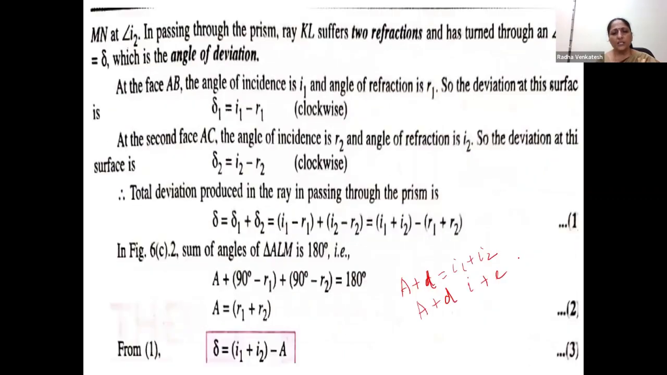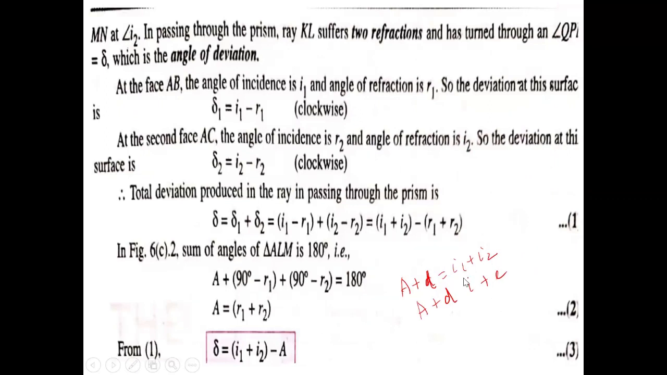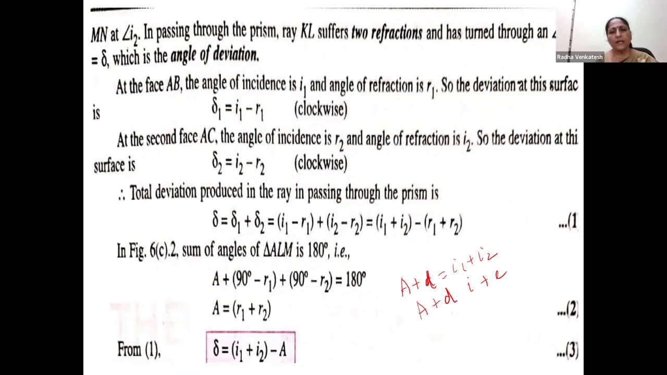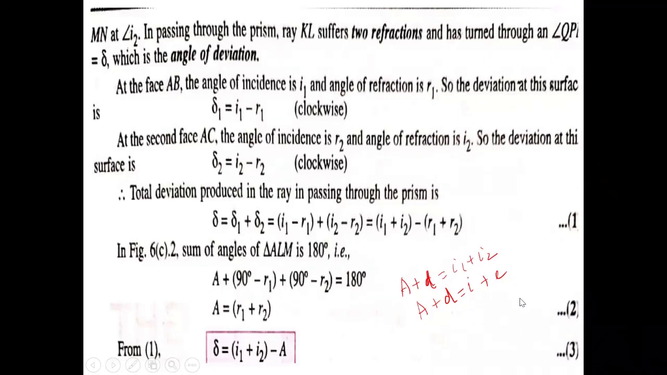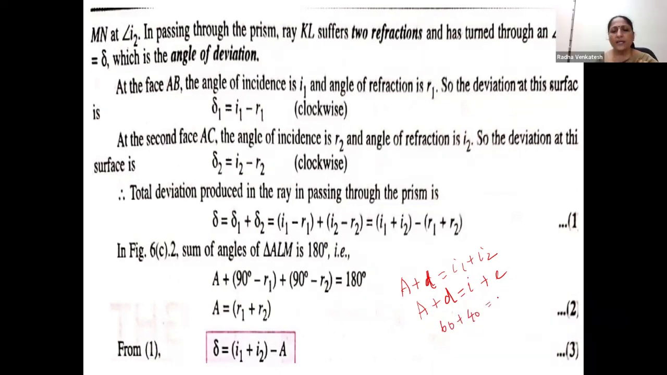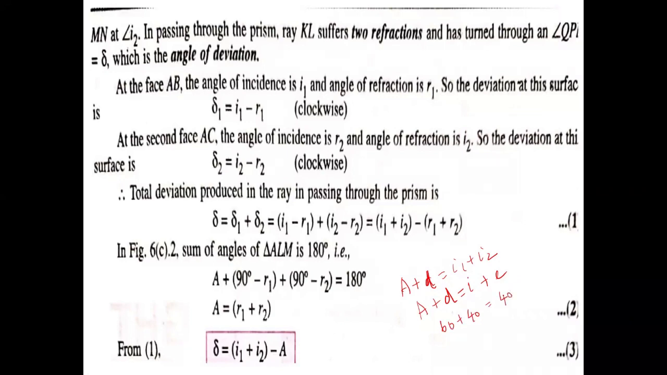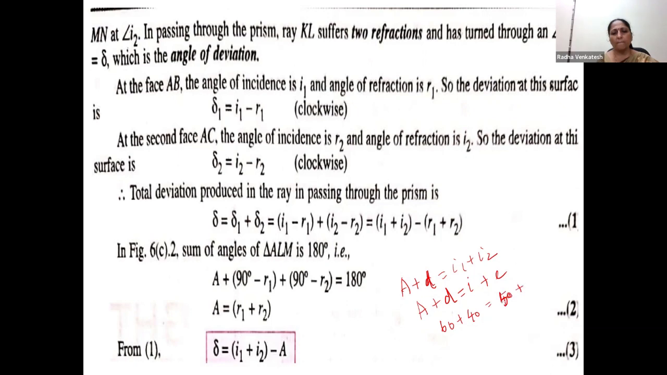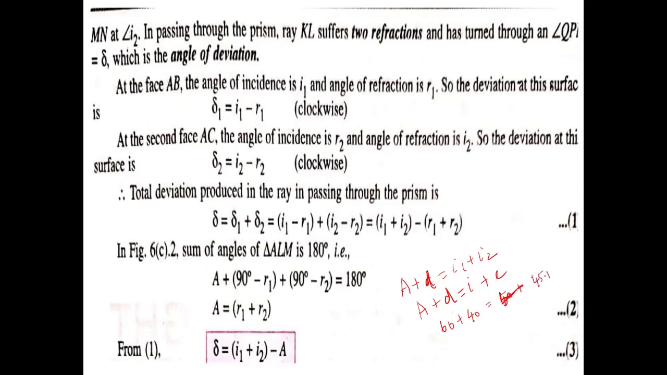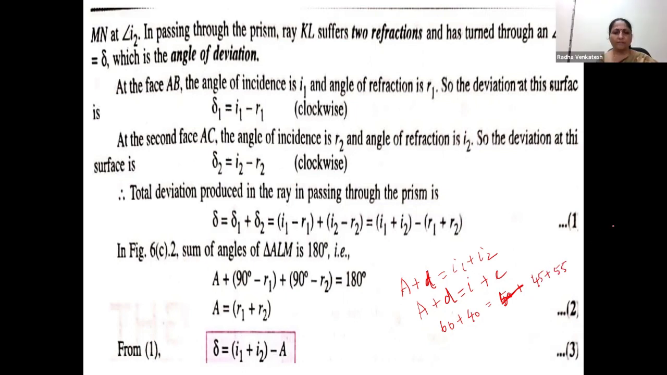Now I plus E should be a constant according to this equation because A plus D is a constant. So I1 and I2 are interchangeable. If I becomes E, E will become I. See, if I say A plus D, I give some value. Say A is 60 and D is 40, so I should get 100. If I is 45, this will be 55. If I becomes 55, E will become 45, correct?